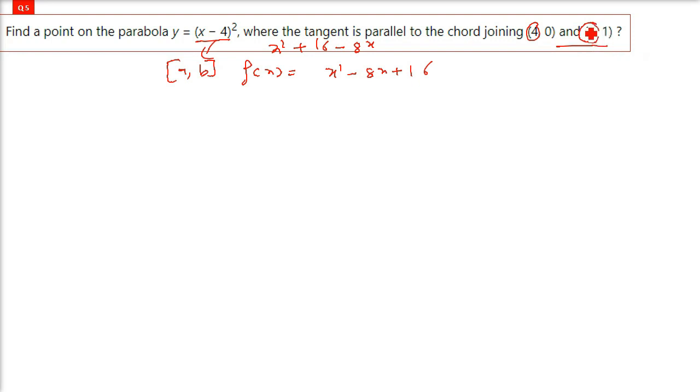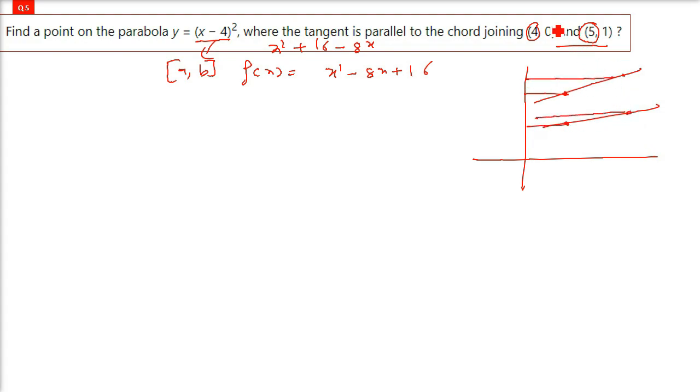We have 4 and 5 as the x values, and we are interested in the x value. If you have two parallel lines in MVT, what happens? In Rolle's theorem, it has to be parallel to the x-axis. That is the requirement, but here it is not. The point from where things start can come to an end which is not parallel to the x-axis. But the x remains the same for both the lines.